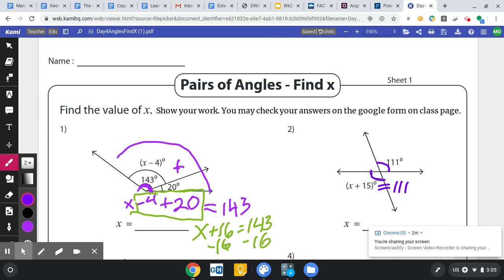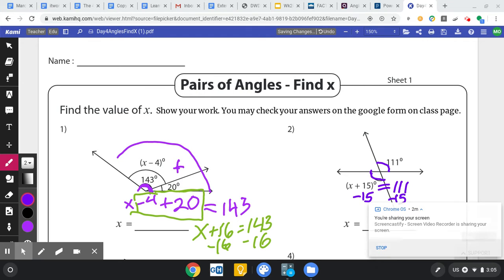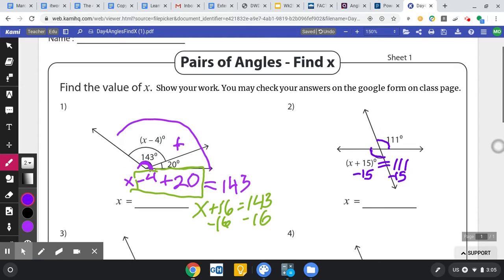And then what's the opposite of adding 15? Subtracting 15. Okay. So from there, you can solve it.